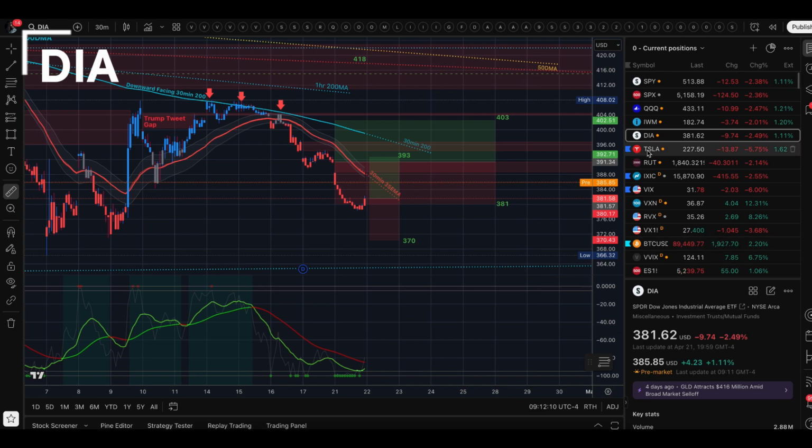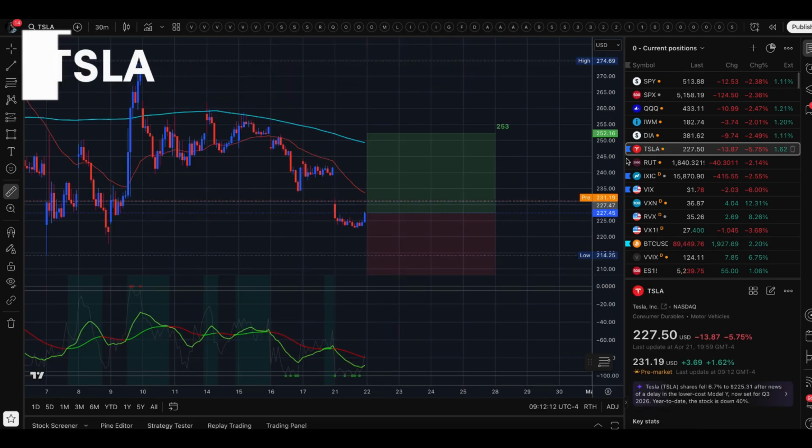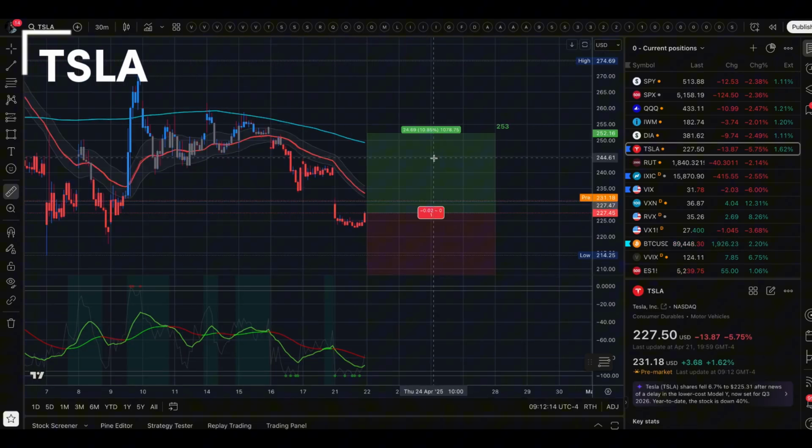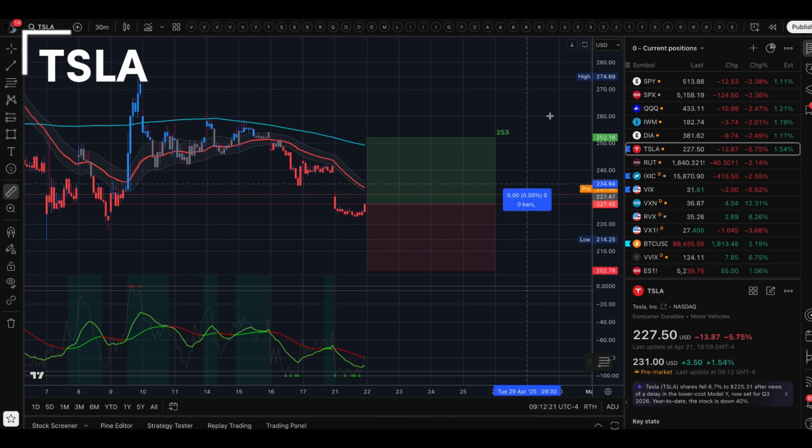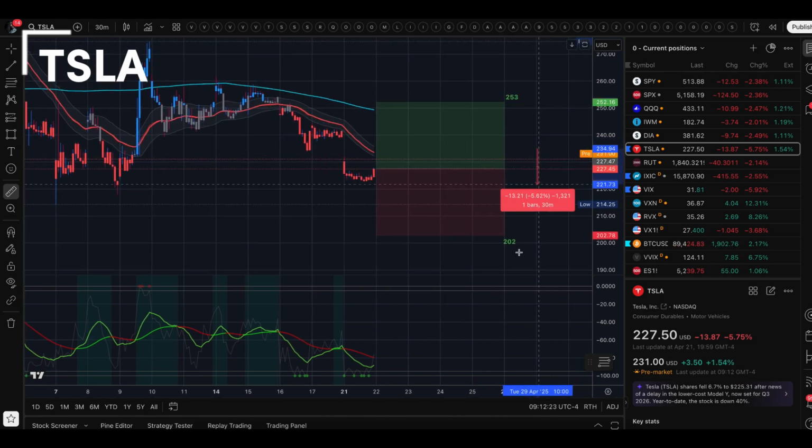And lastly, let's get Tesla in here today. We do have earnings in after hours today, and we do have a $25 implied move in each direction. And that looks like this for Tesla, 202 to 253.